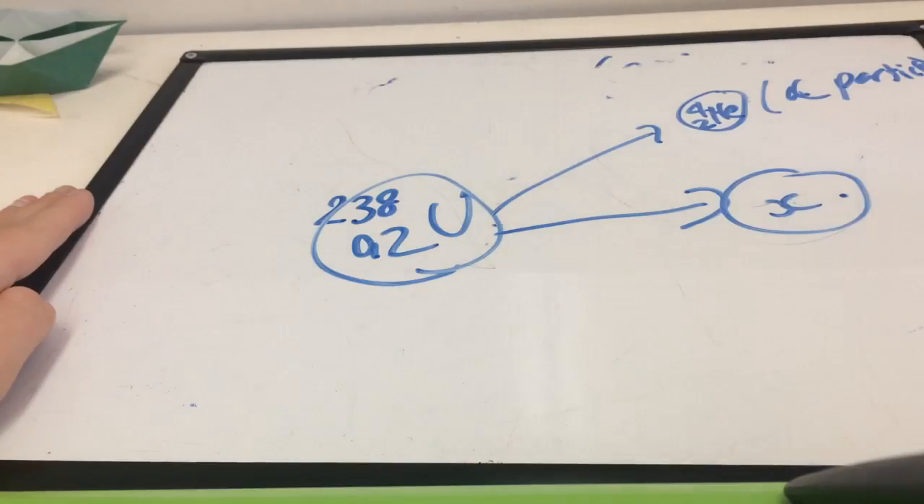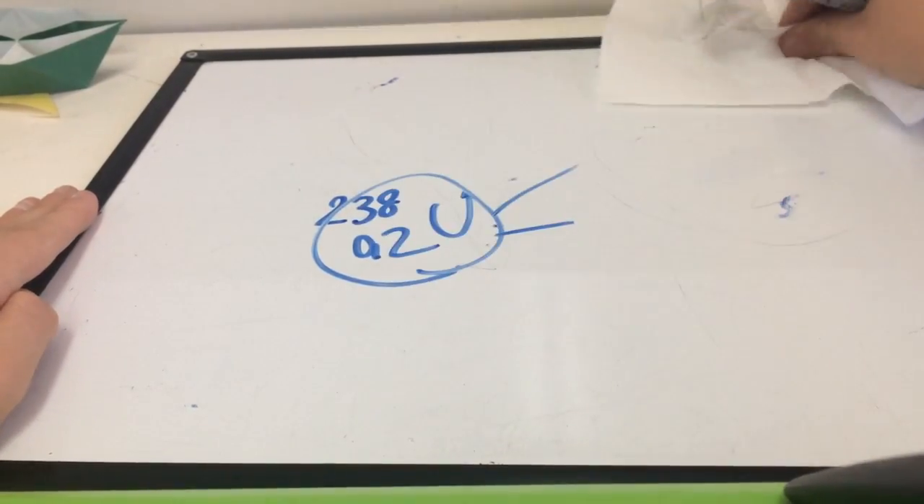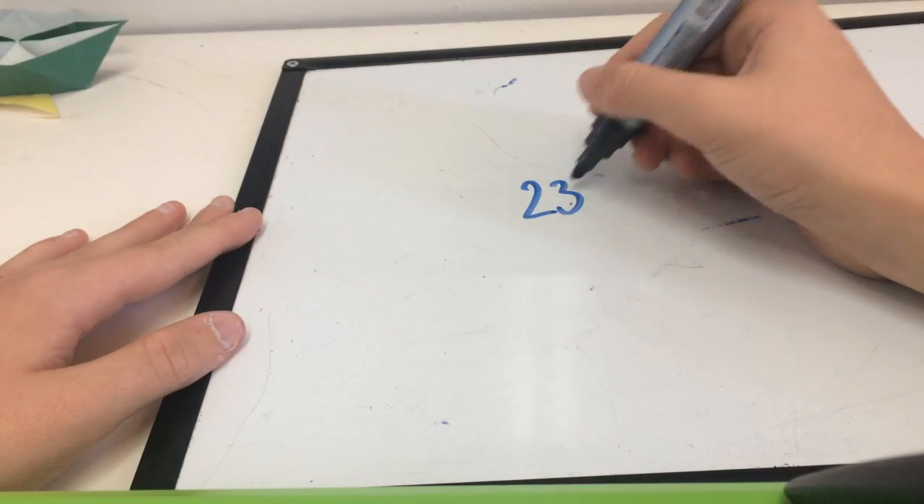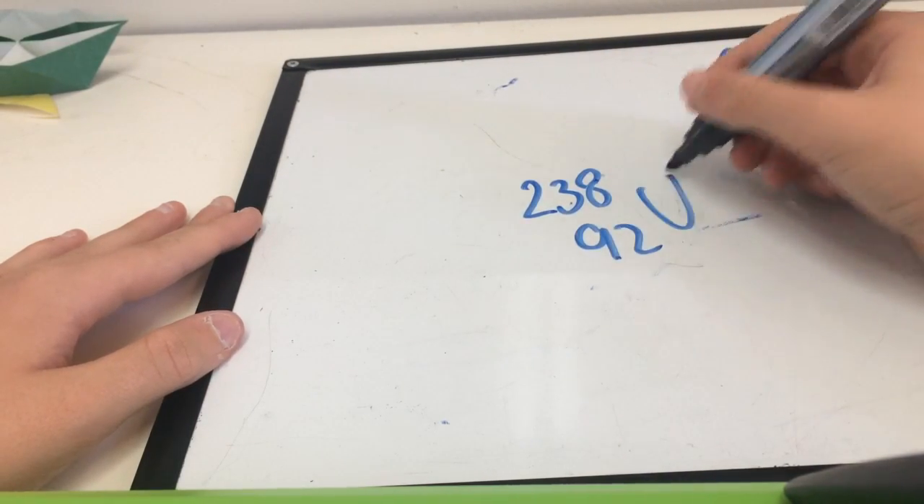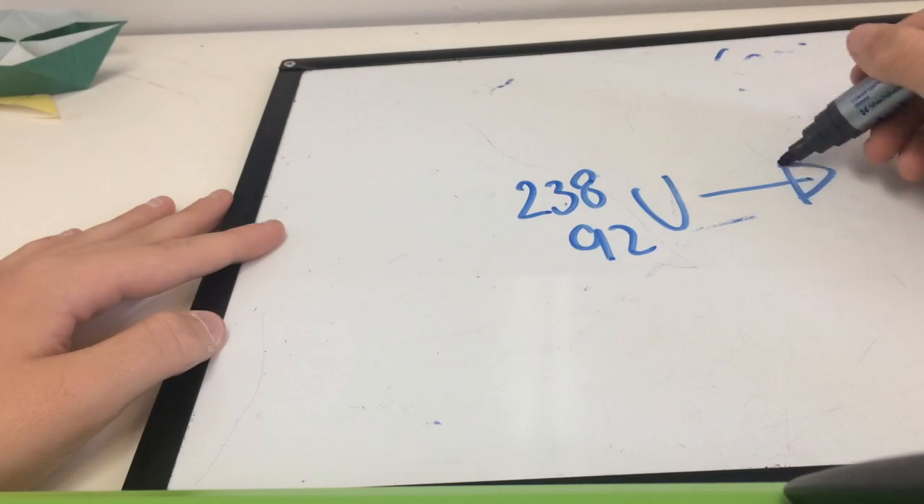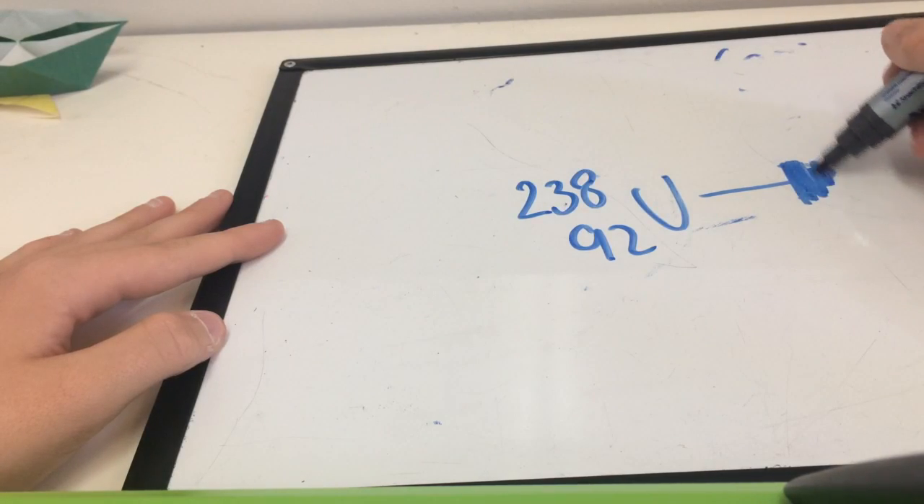Now, what's the new element? Well, it's pretty easy if you have a periodic table. Remember I said before, both sides have to balance always in every single nuclear equation. No ifs, ands, or buts. They always have to balance.